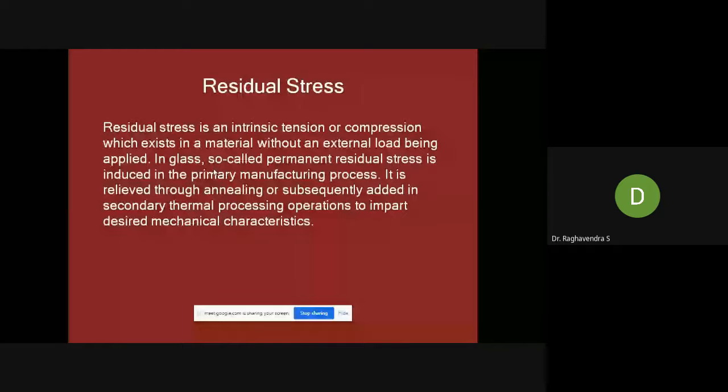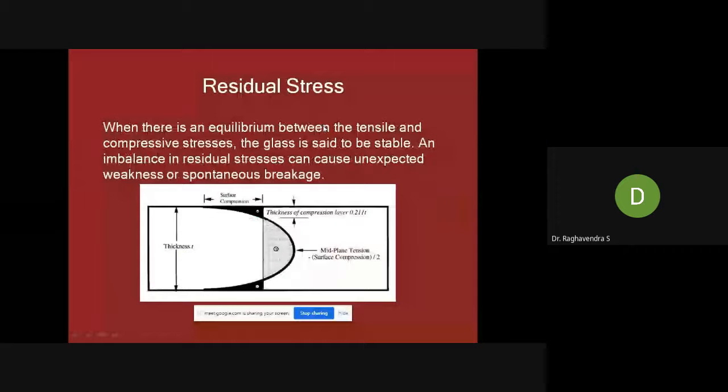When there is an equilibrium between tensile and compressive stress, the glass is said to be stable. An imbalance in the residual stress can cause unexpected weakness or spontaneous breakage. Suppose you might have seen that sometimes they fix glass for a window panel. Not because of the tool which touches the glass, but once you fit it and tighten it very tightly in the window frame, because of the internal stress inside the glass, suddenly a crack develops and it breaks down.